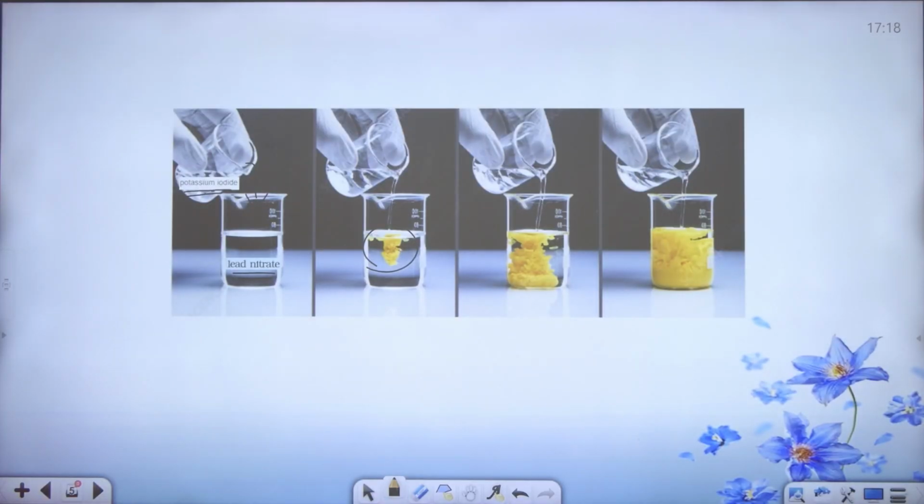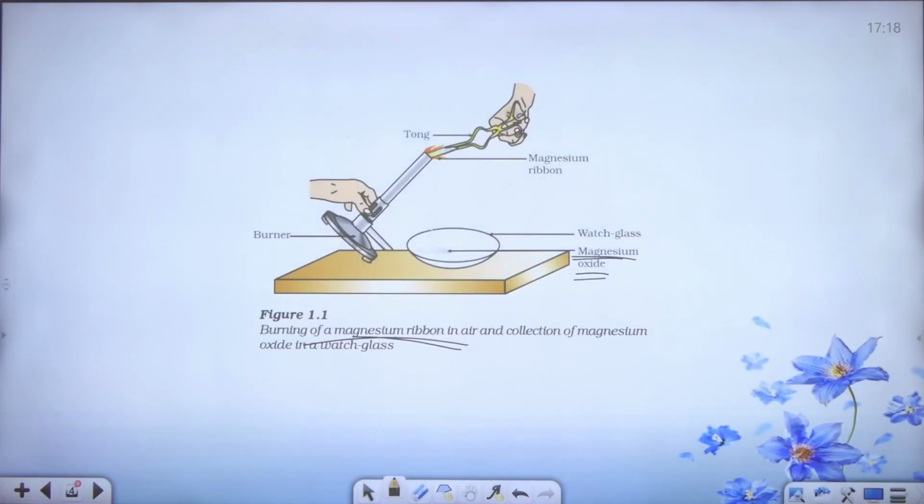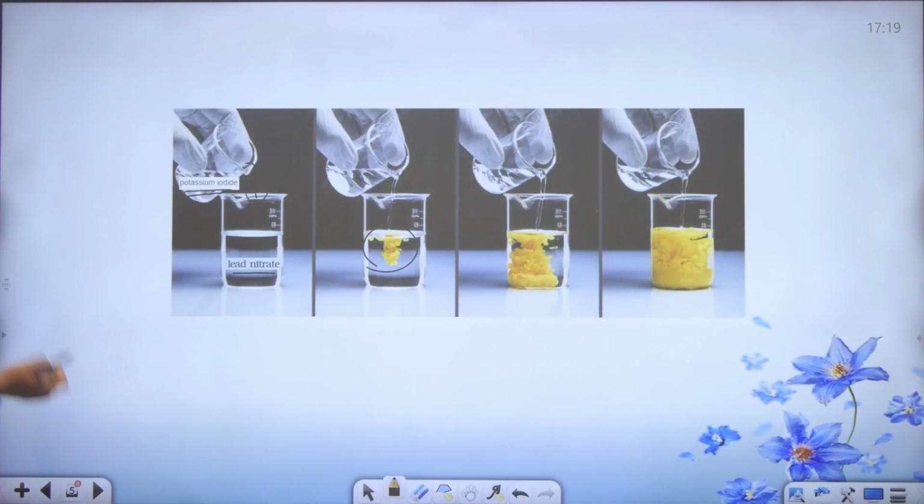Our first experiment is burning of magnesium ribbon. A white colored ash is formed. That white colored ash is magnesium oxide. Magnesium reacts with the oxygen to form magnesium oxide. The next experiment is the reaction of potassium iodide and lead nitrate. Potassium iodide solution is added to lead nitrate solution. A yellow precipitate is formed.